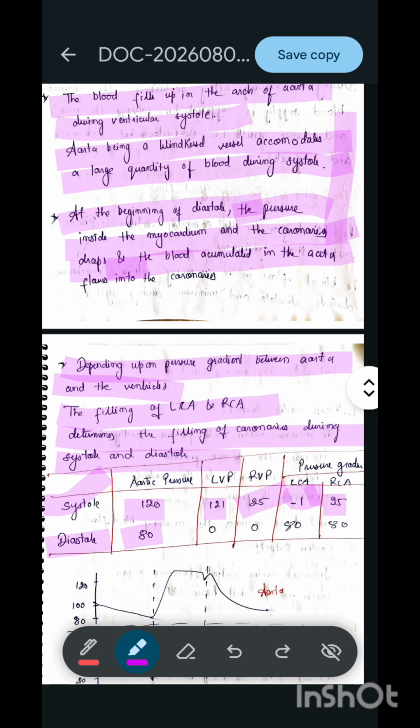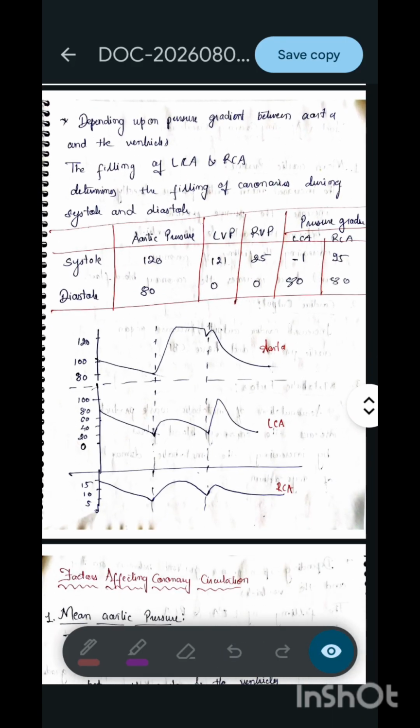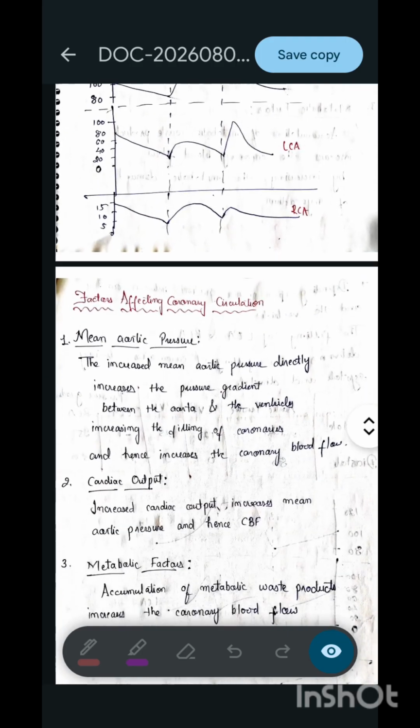In diastole, the aortic pressure, that is the diastolic BP, is 80. Left ventricular pressure is 0, and during diastole right ventricular pressure is 0. So the pressure gradient is 80 and 80 in both arteries. This is how the variation occurs, and this variation is actually responsible for the phasic type of blood flow in the coronary arteries.